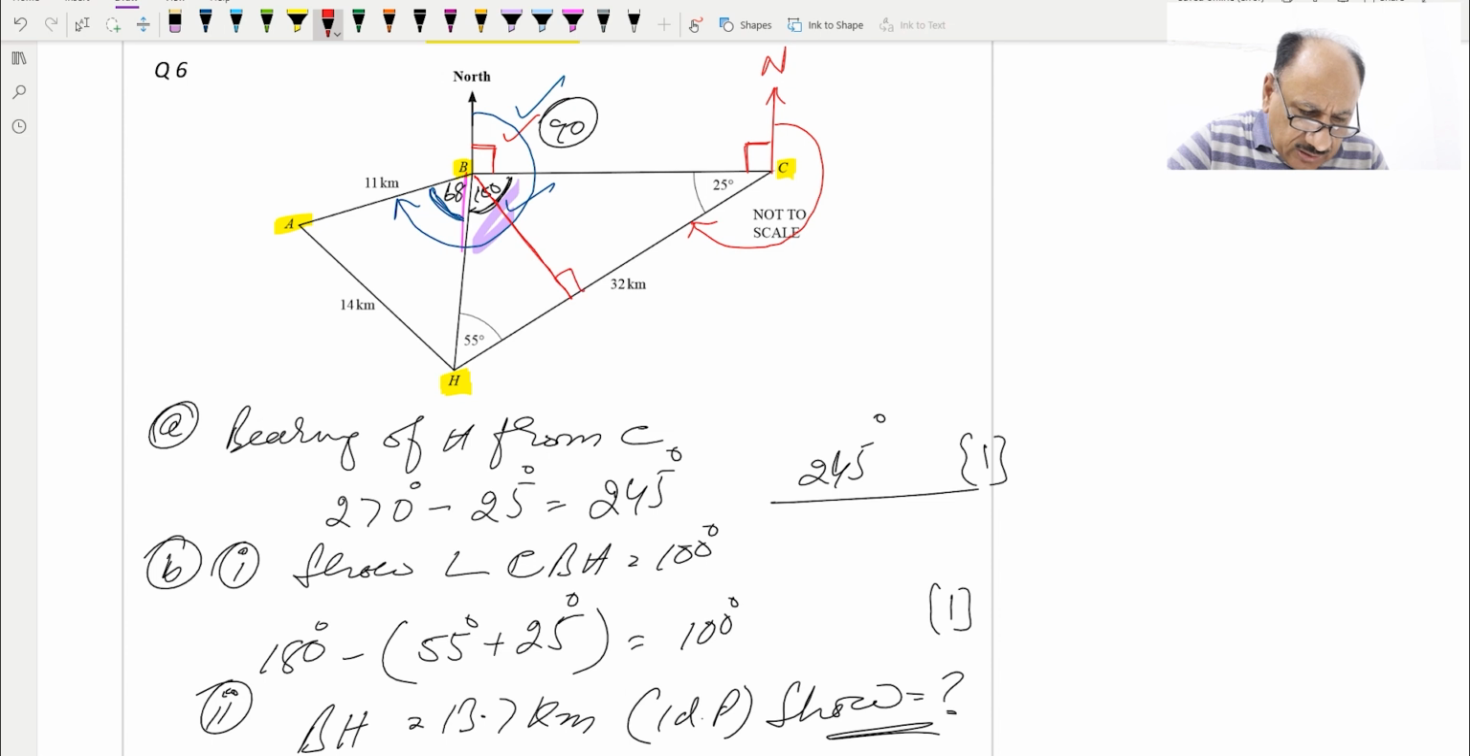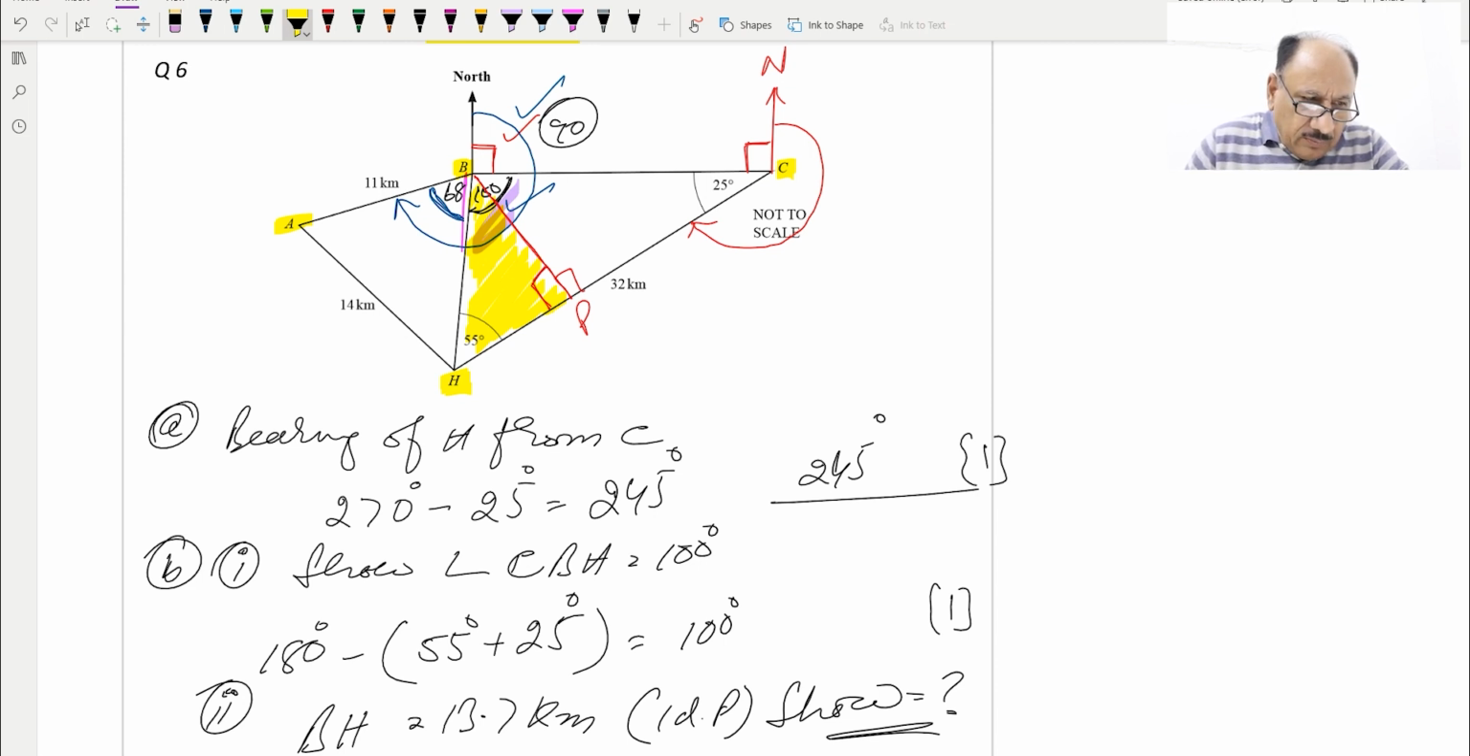It means this is 90 degrees, this one also 90 degrees. So for the shortest distance, we can take this point as P. So BP is required, so we can write BP. We can consider this triangle, and in this triangle HP is required.